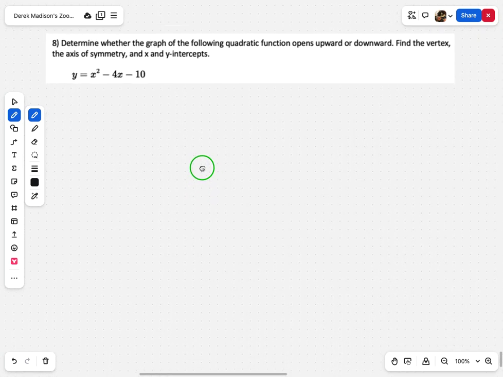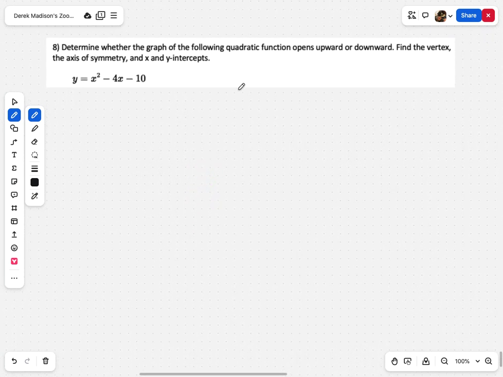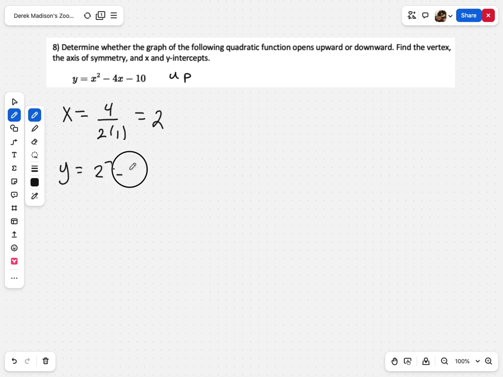This last one is basically the same thing, except there is one difference. We're still finding up or down, vertex, axis of symmetry, and x and y intercepts. It's going to open up because it has a positive x squared term. For the vertex, x equals -(-4) over 2 times 1, which is 2. Plug in a 2 there. And y equals 2 squared minus 4 times 2 minus 10. So that is 4 minus 8 minus 10.